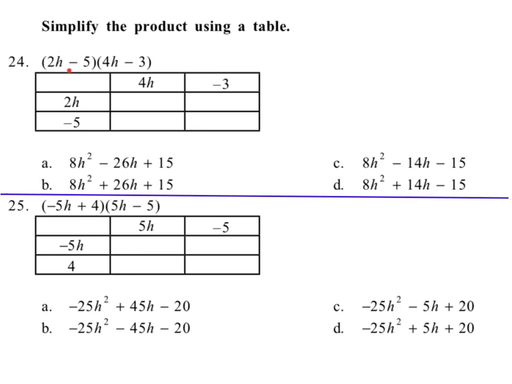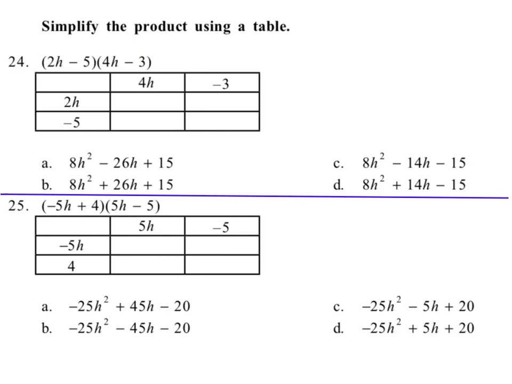This is a binomial, 2h minus 5. This is a binomial, 4h minus 3. Okay, this is when you can use the FOIL method, and that's fairly simple, but it gets to be a lot when you have longer polynomials, and sometimes the table method works great. So let's do the table method here.